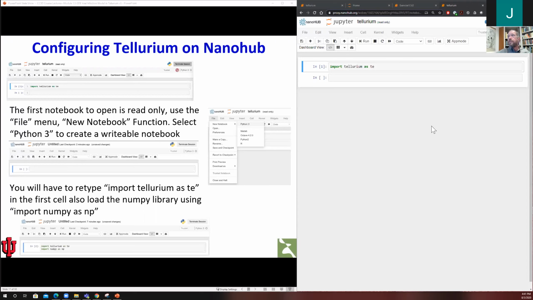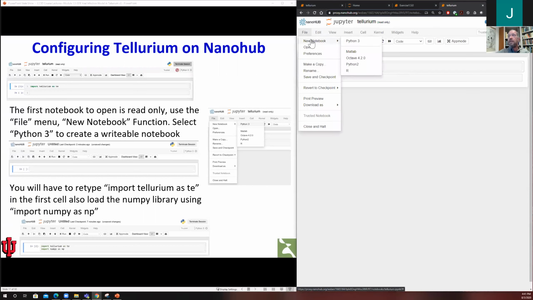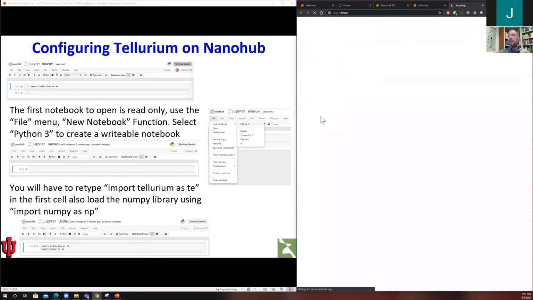All right. So now that we're in Tellurium, you'll notice up at the top here, there's a note that says read only. That's a bug in nanoHUB Tellurium. You can fix it by going to File, go to New Notebook, and select Python 3.